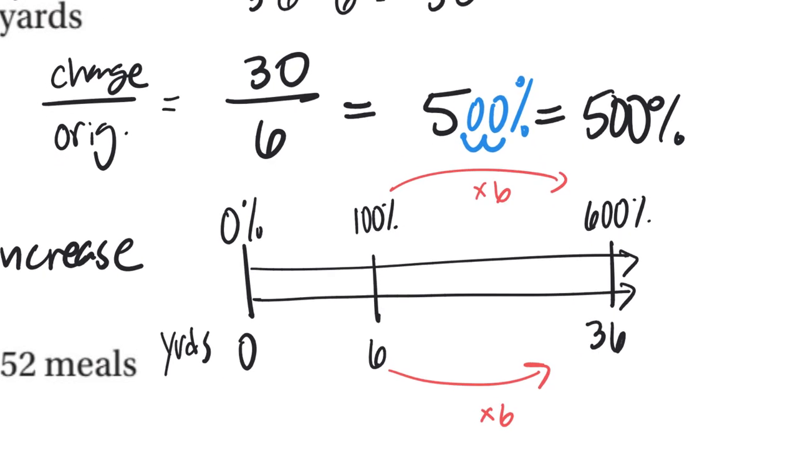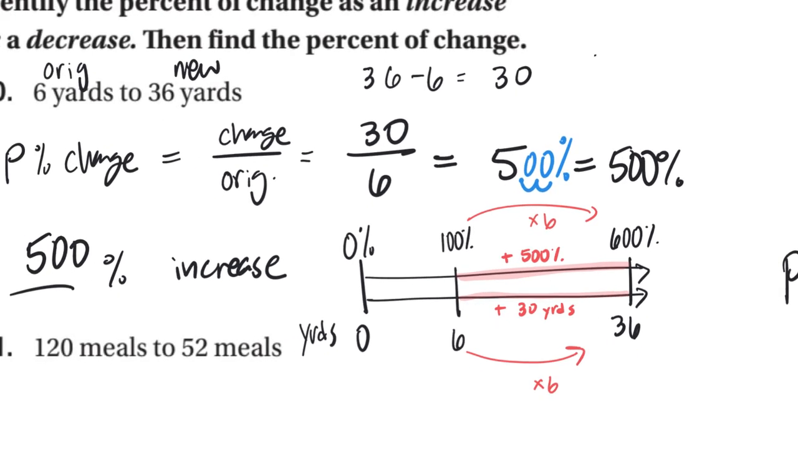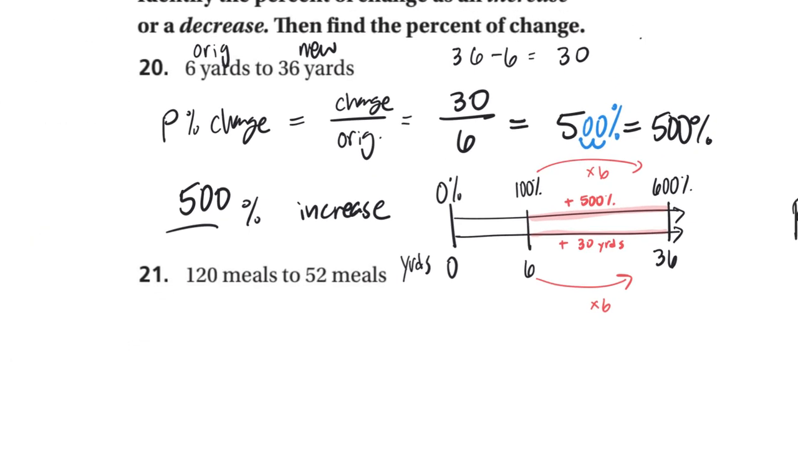What was this amount of change? The 30-yard change, the fact that we increased by 30 yards. How much is that change? From 100 to 600, we gained 500%. So that's what we're looking for. We're looking for how much did it grow, or how much did it shrink, okay?